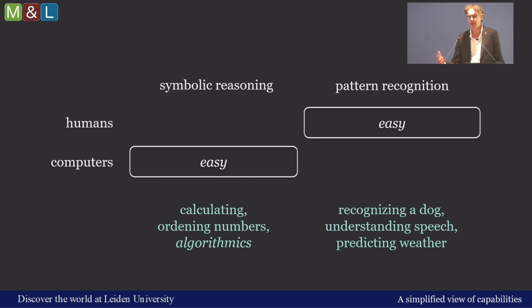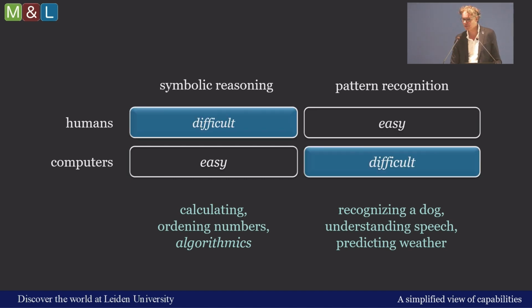On the other hand, pattern recognition is easy for us. It's easy for us to recognize a dog in a picture, for example, or to understand speech, or maybe it's not easy to predict the weather, but at least that's also a form of pattern recognition. Now, conversely, these things are very difficult for the other party. So symbolic reasoning is very difficult for humans, very easy for machines, whereas pattern recognition, and this is the point, is very difficult for machines traditionally. Recognizing a dog in an image is very, very difficult for a machine. That may sound weird, but it really is.